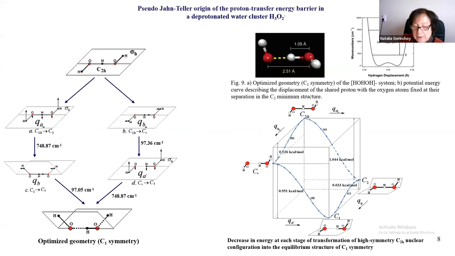Of the two fundamental structures involved in the proton transfer process in water, the deprotonated water cluster anion H3O2- is especially interesting because it involves a strong low barrier hydrogen bond. The calculated structure of the anion is shown in figure 9. The potential energy curve describing the displacement of the shared proton, with the oxygen atoms fixed at their separation in the global minimum structure, has a double minimum shape with a very low barrier, approximately 130 reciprocal centimeters.